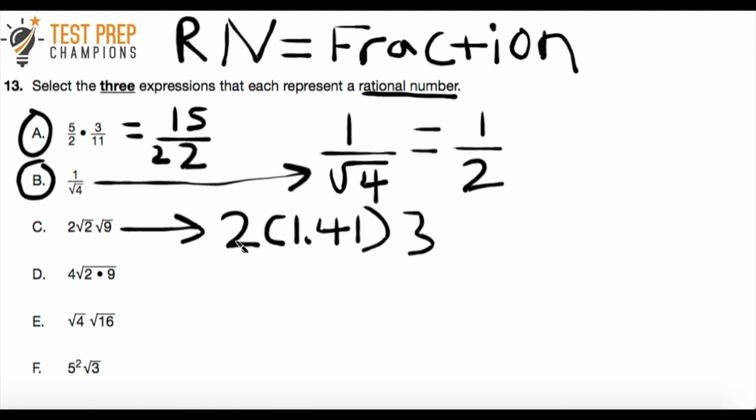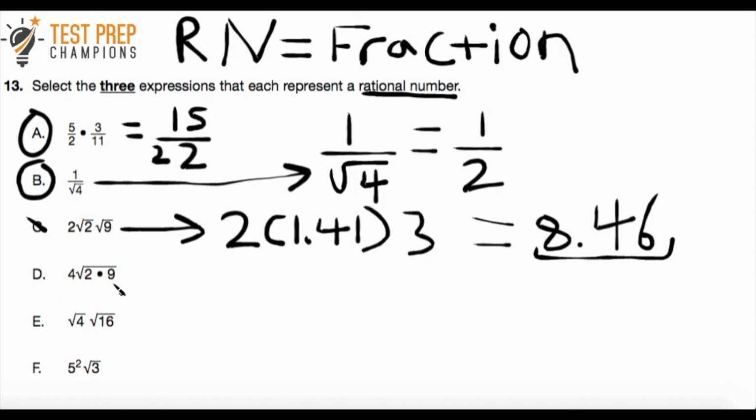So I'm doing that in my calculator: 2 times 1.41 times 3. It's not really that crazy of a decimal, but we've got 8.46. So this is not a fraction. That's not a rational number. But even without doing that math, if you just recognize that the square root of 2 is not one of those nice common square roots off that list that I showed you already, C is out.